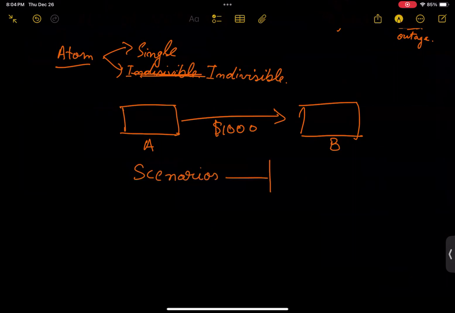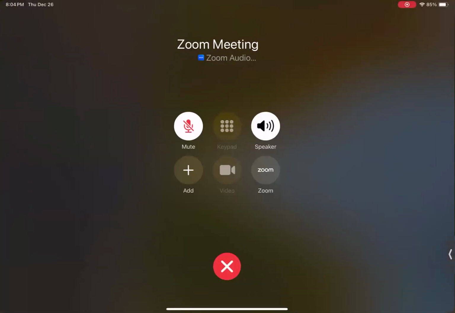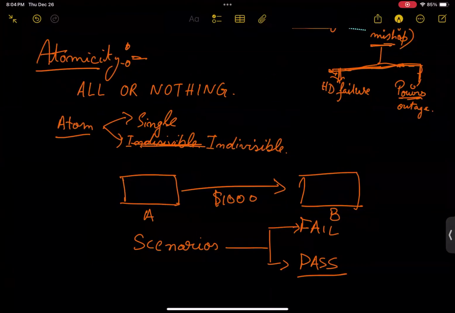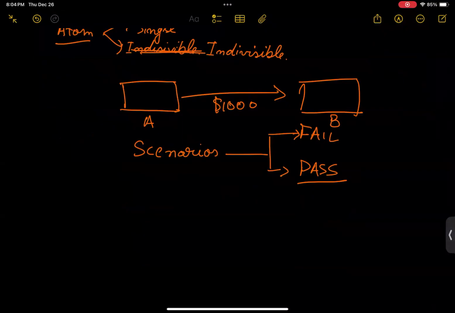Of course, it can either fail or it can pass. Correct? You are okay with that? Okay. In case of a pass or a successful transaction, what is expected? It is expected that your $1,000 from your account A is transferred to B. No, it is deducted and it is added to account B.